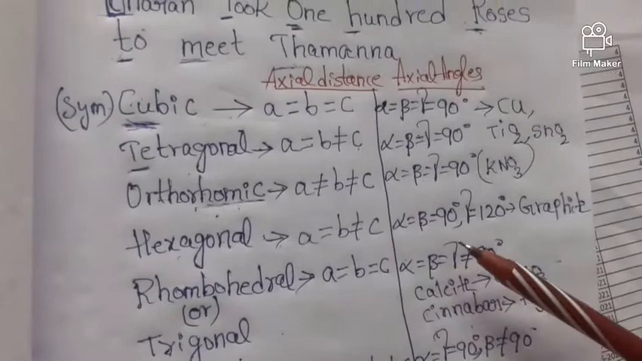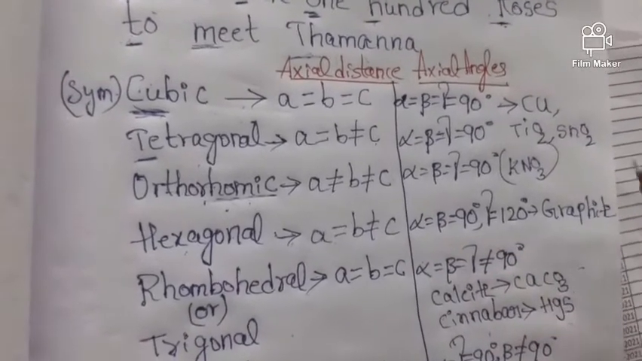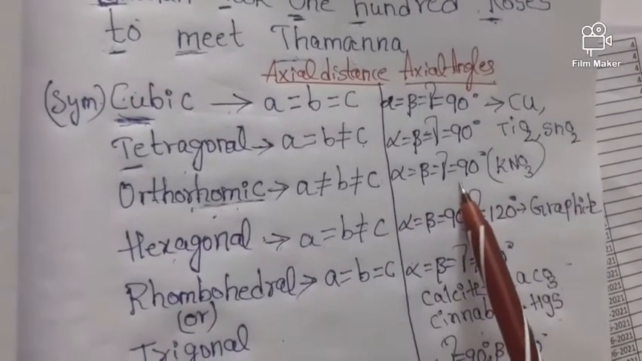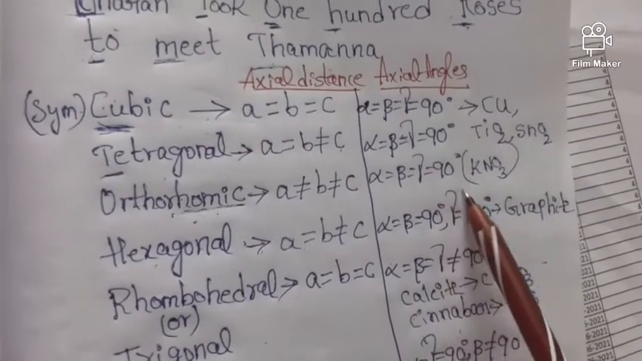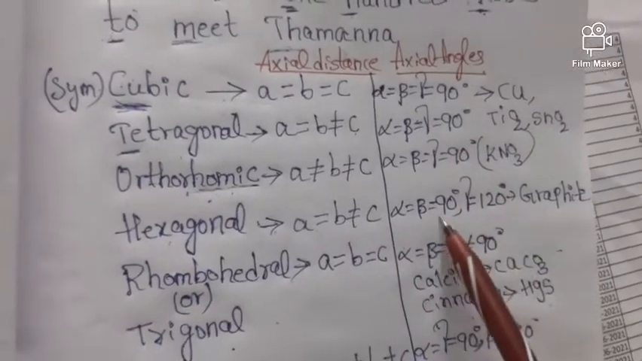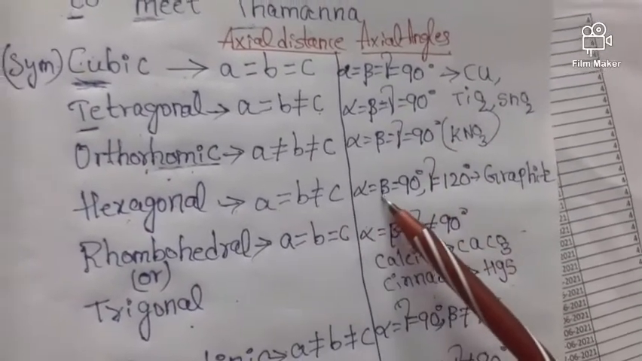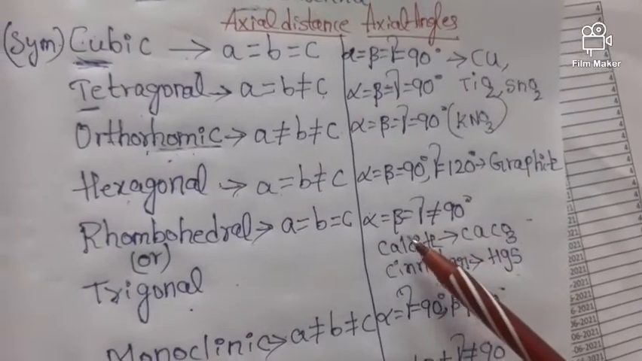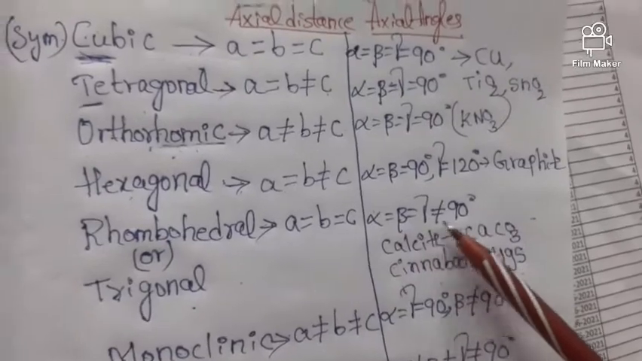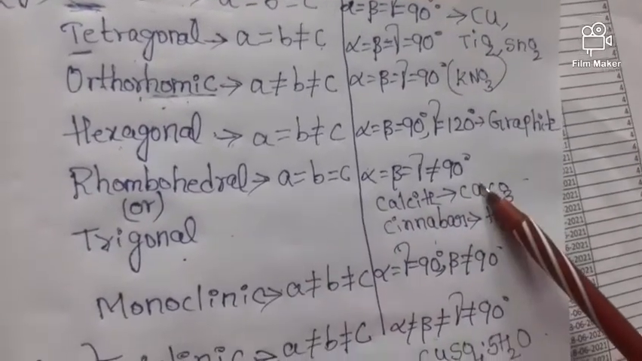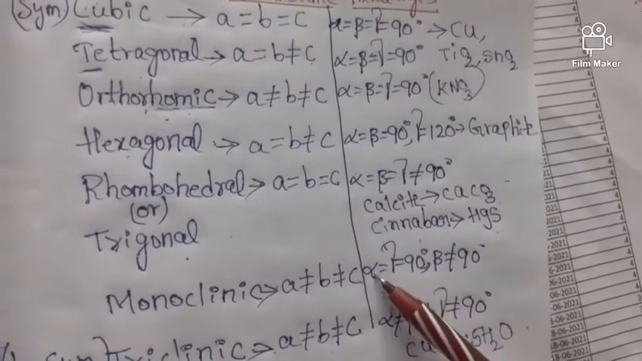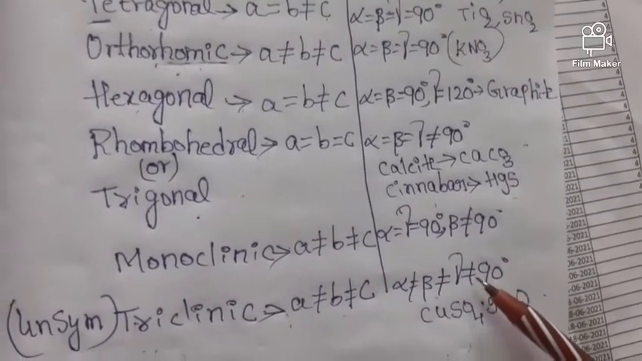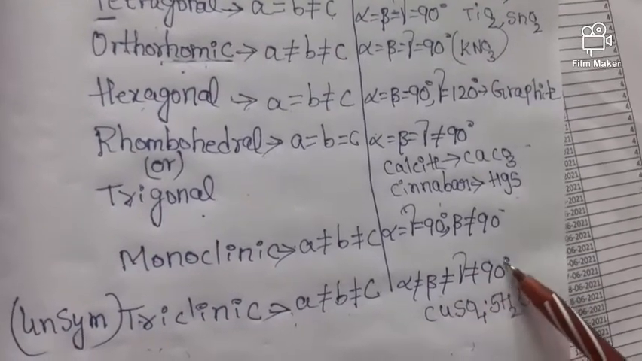Next, axial angles. Axial angles are also very easy, friends. For the first three crystal systems, all are equal to 90: alpha is equal to beta is equal to gamma is equal to 90. For the hexagonal, alpha and beta are equal to 90, gamma is equal to 120. Rhombohedral means alpha, beta, gamma are all not equal to 90. For the monoclinic, alpha and gamma are equal to 90, beta is not equal to 90. And for the last, triclinic, all are not equal to 90.